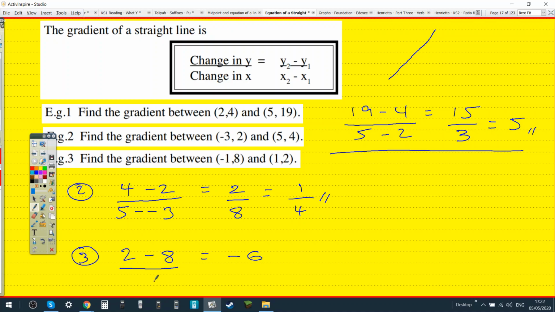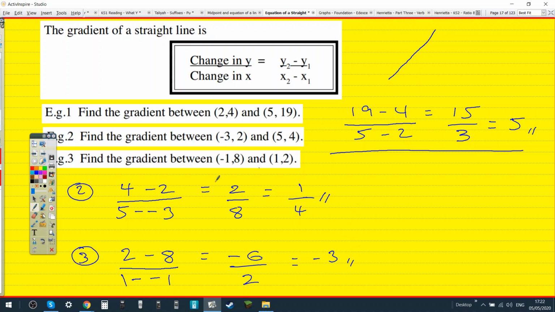Okay. Then for the x, it would be 1 minus minus 1. So that will be 2. And then minus 6 divided by 2 is minus 3.